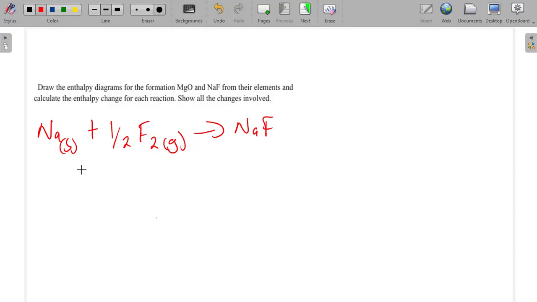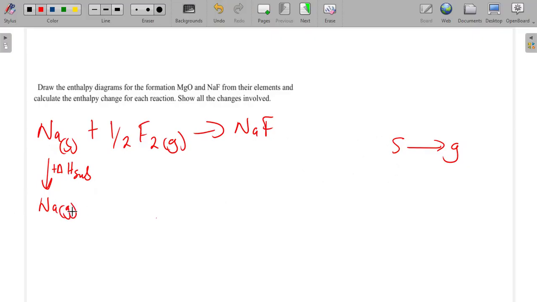We need to get to a gas state, so we are going to do the same procedure. We're going to change the state from solid to a gas, which is what we call sublimation. We will apply some heat, so the change in enthalpy is going to be positive, isn't it? This is the sublimation of sodium, and then we get sodium as a gas.